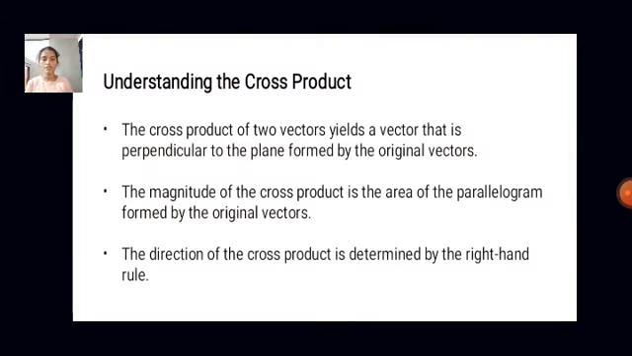Understanding the cross product. The cross product of two vectors yields a vector that is perpendicular to the plane formed by the original vectors. The magnitude of the cross product is the area of the parallelogram formed by the original vectors. The direction of the cross product is determined by the right hand rule.